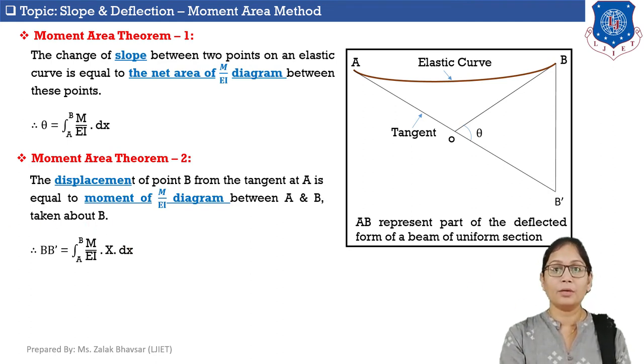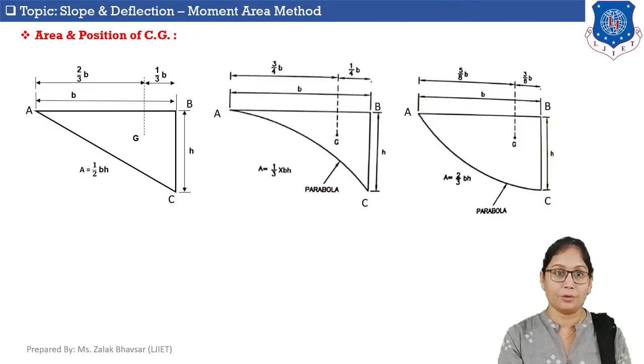Okay. Now, before calculating the numerical, it is very important for us to discuss area and position of center of gravity of three different shapes. For calculation of numerical, it is very important. So here, shape number 1 is a right angle triangle, and area of a right angle triangle is 1/2 BH, where B is the base of the triangle and H is the height of the triangle. Now, CG of this triangle will be at a distance of 2/3 into B from point A and 1/3 into B from point B.